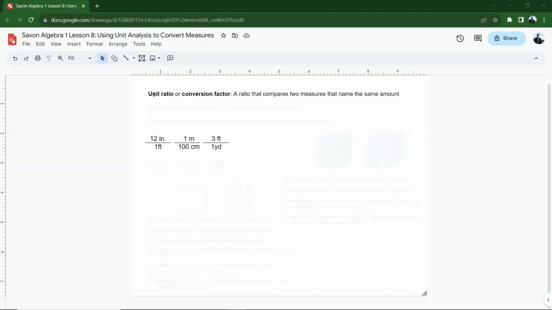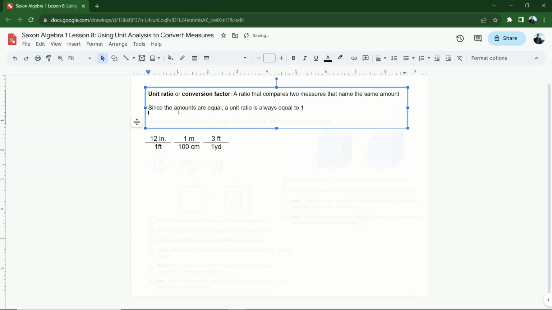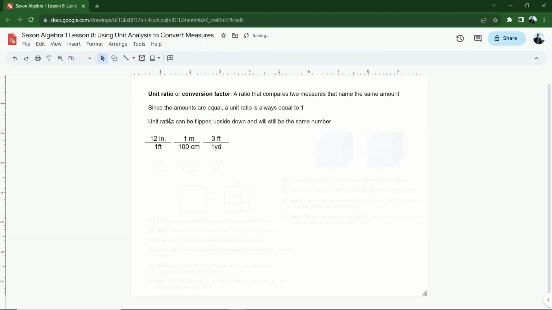Now again, in your mind, you're like, wait a second, that's 12 over 1. That's not 1. But the unit labels make all the difference. When I put inches after 12 and feet after 1, I turn these into equivalent units. Okay, I'm going to show you how to use these in just a bit. Let's talk about some other things here. Since the amounts are equal, a unit ratio is always equal to 1. That's what we just said.